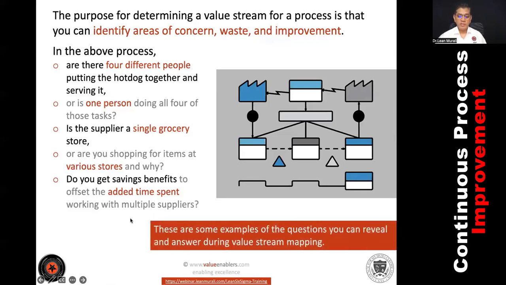So these are all the questions we need to ask, and these are some examples of questions that can reveal answers during the value stream map. We have not gone to the depth of value stream mapping, but I've just introduced the overview so that you know there is a tool called value stream mapping, which will focus on the customer and do the improvement projects.